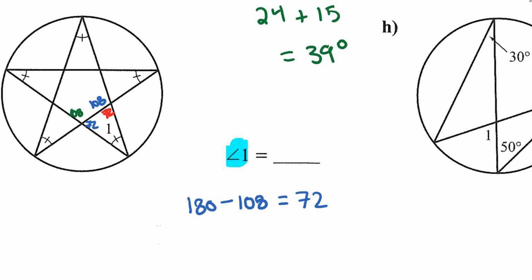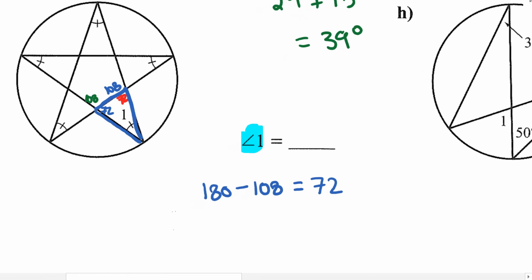And now we have our triangle right here. So if I take my blue marker now, do you see that triangle right there? Yep. So since I know the two bottom angles are 72 and 72, I can find the third angle by doing 180 minus 72 minus 72. And then if I do that correctly, I should get 36. And here is 36 degrees for angle number 1.